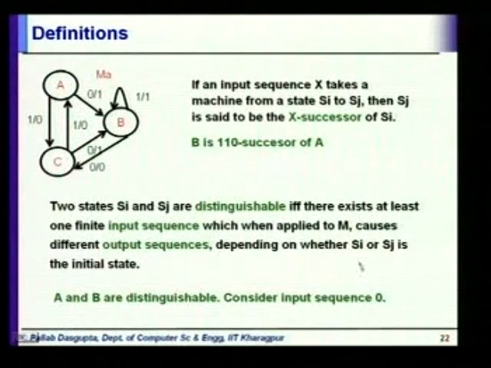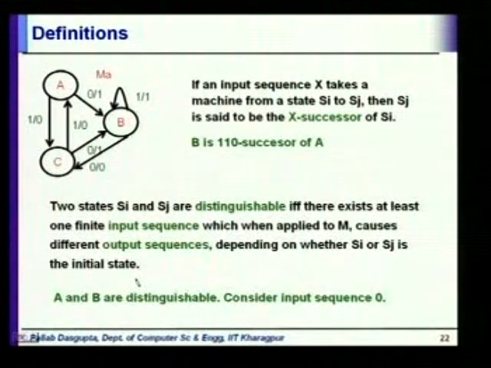Two states Si and Sj are distinguishable if there exists at least one finite input sequence which when applied to M causes different output sequences depending on whether Si or Sj is the initial state. Two states are said to be distinguishable if you have an input sequence such that when you apply it with Si as the start state or Sj as the start state, they produce some different output somewhere down the line. Then they are distinguishable.